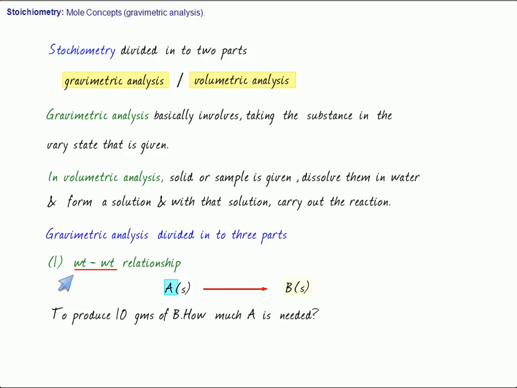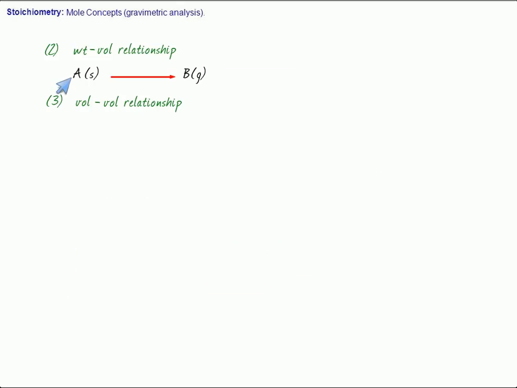Now tomorrow it may so happen that a solid gives you a gas B. Now as B is a gas, we can calculate its amount in terms of volume, provided pressure and temperature are given to us. That means A is a solid. In order to produce a definite amount of B, how much A do I need? So from a solid, that is a weight, we are calculating the volume of B. So this is called weight-volume relationship.